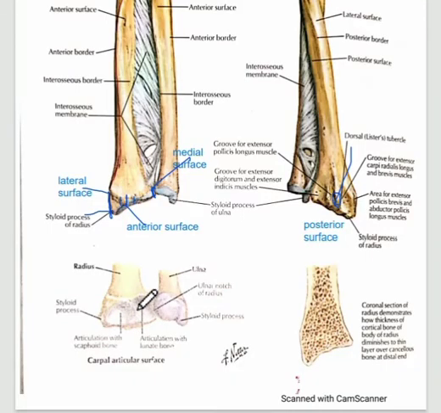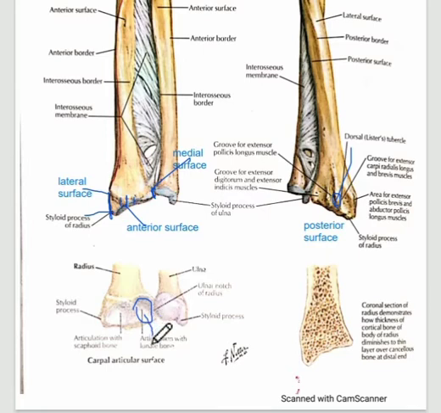This is the inferior surface of the lower end of radius. It consists of two areas. This quadrilateral area articulates with the lunate bone and this triangular area articulates with the scaphoid bone.